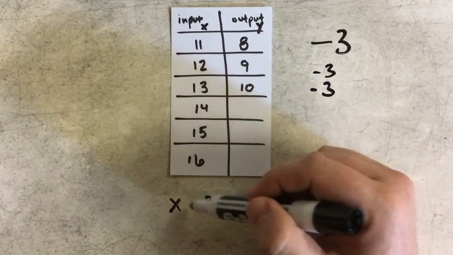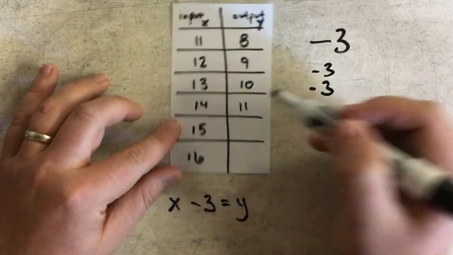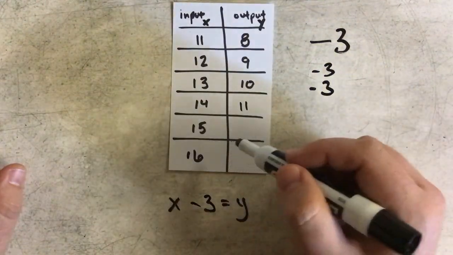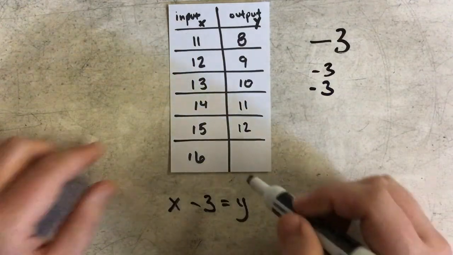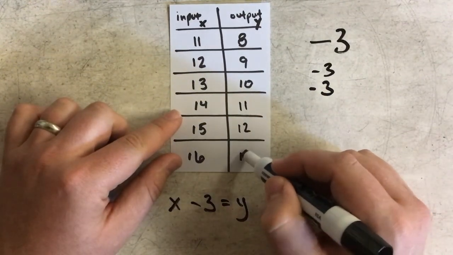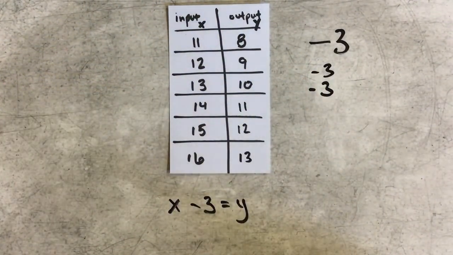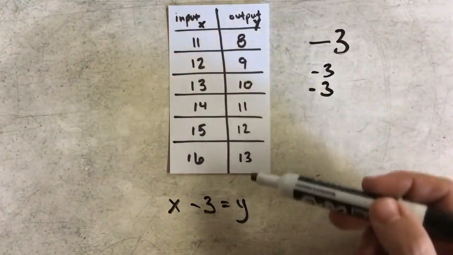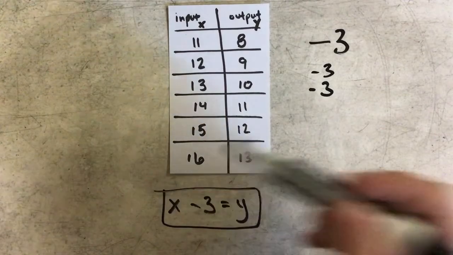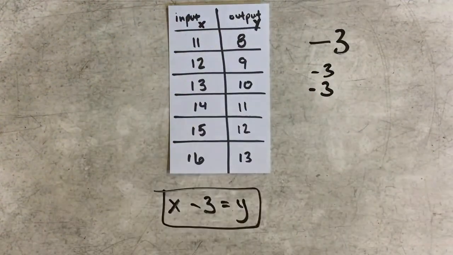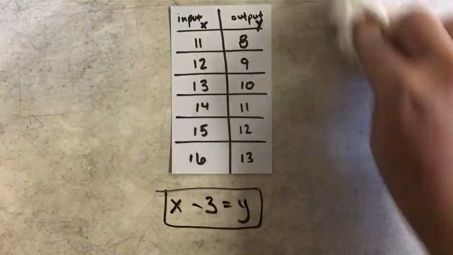And then I can continue the rule for the rest of the numbers. So 14 minus 3 would give me 11. 15 minus 3 would give me 12. And 16 minus 3 would give me 13. So there I've just completed my input-output table using the rule that I established from the given numbers. Let's look at another example.